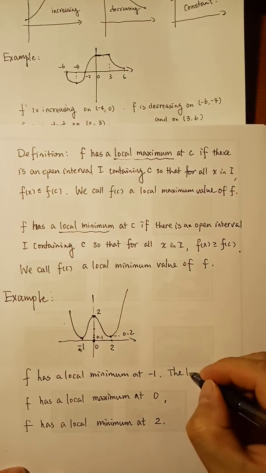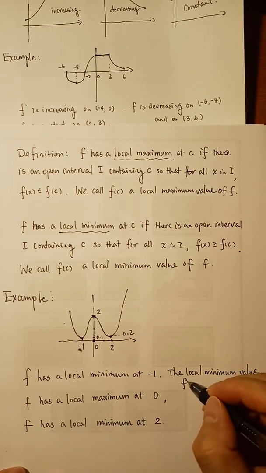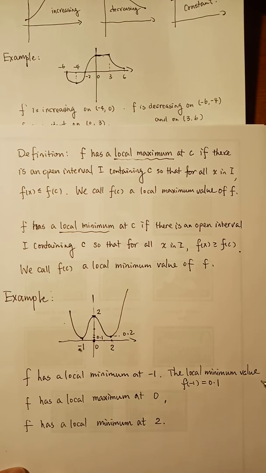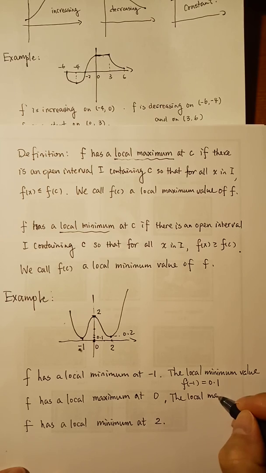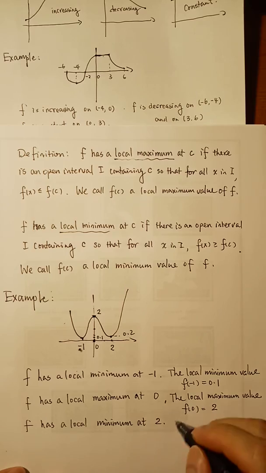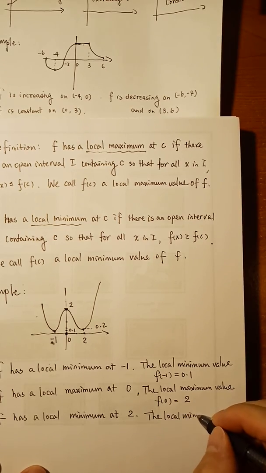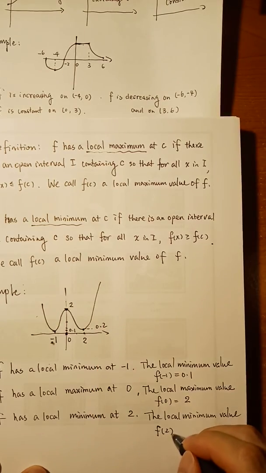The local minimum value at this point is f(c), f(negative 1). Remember, we assumed f(negative 1) is 0.1, so this is 0.1. And here, the local maximum value, so whenever you see value, it's f(0). It happens at 0, so you evaluate at 0. f(0) is 2. And this one, the local minimum value, f(2) is 0.2.